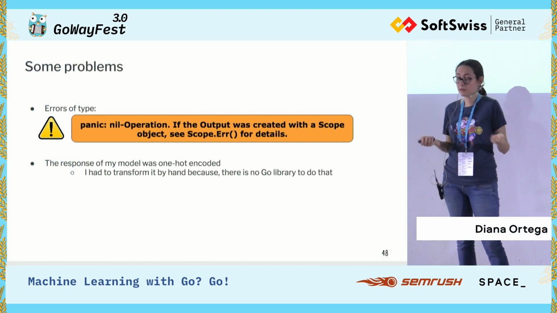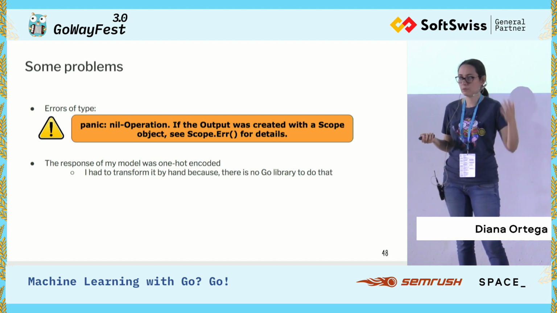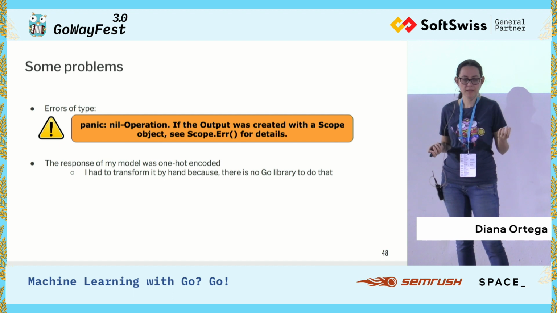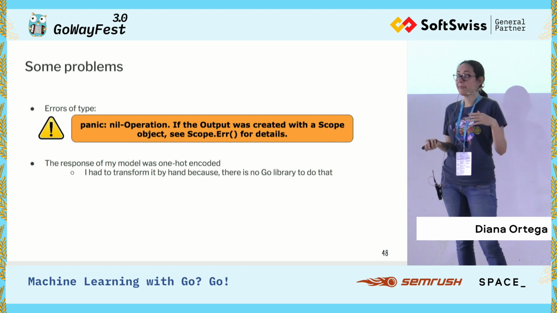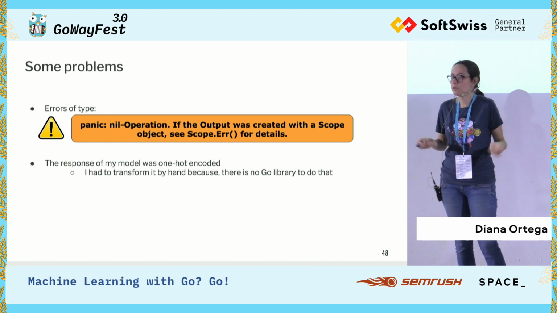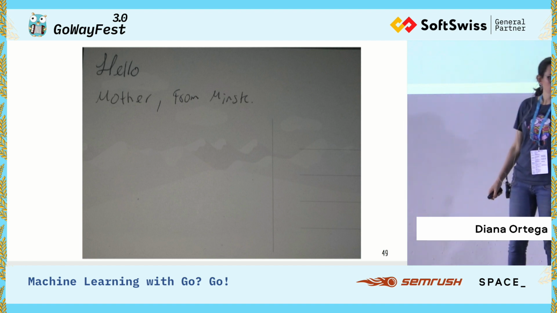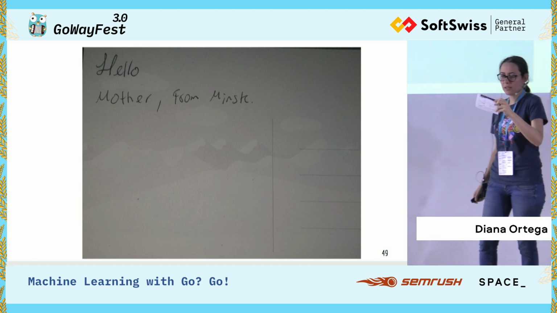Sometimes you get errors like this one, but you get used to it and you learn how to debug your implementation. But there are some basic things that are not implemented in Go. If you want to do it, it's a good opportunity to contribute to open source. Well, I'll tell you about this postcard that I wanted to send to my mother.